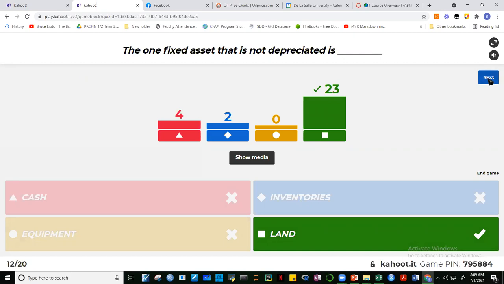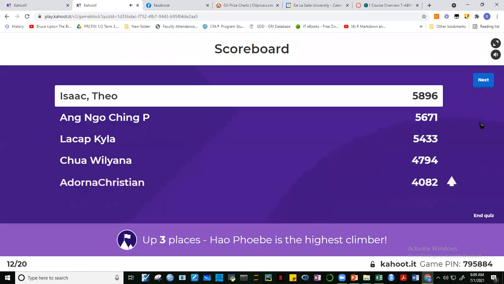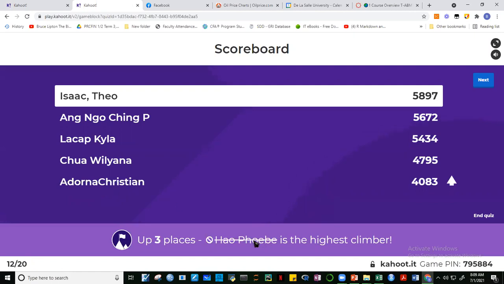That's correct, no? Next. Okay, so wala masyadong si Christian, I think pumasok dito. Si Phoebe, highest climber, up 3 places. Okay, still Theo, still number 1.